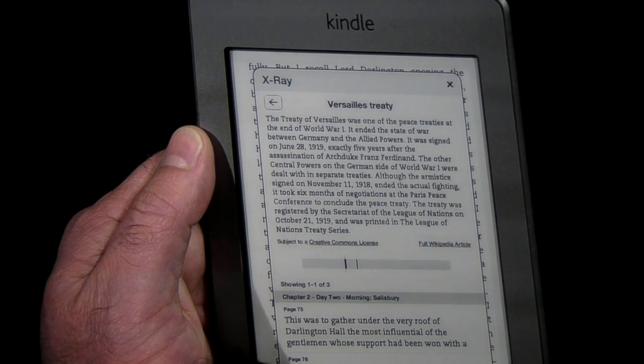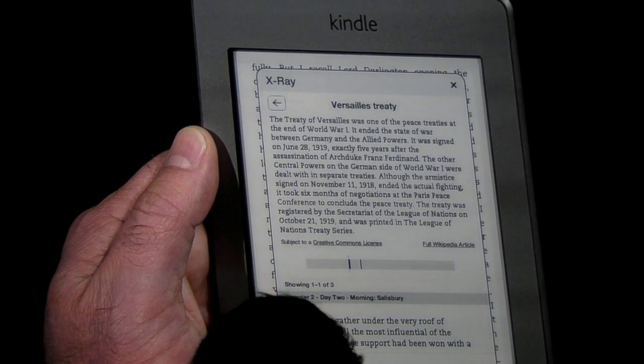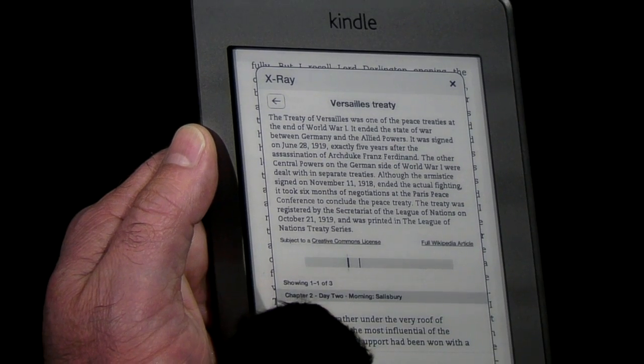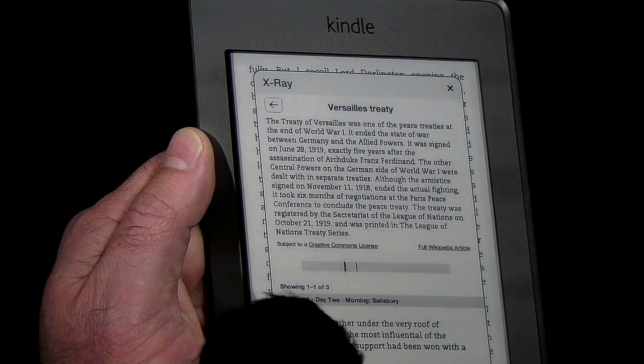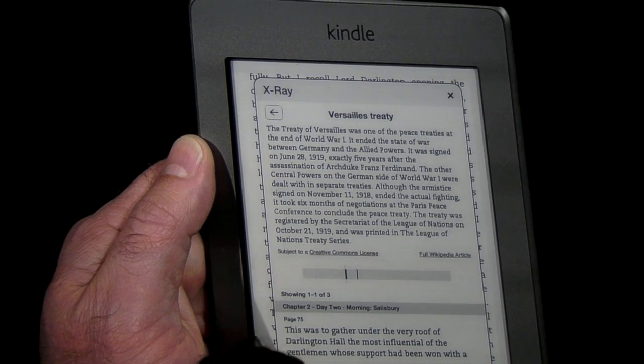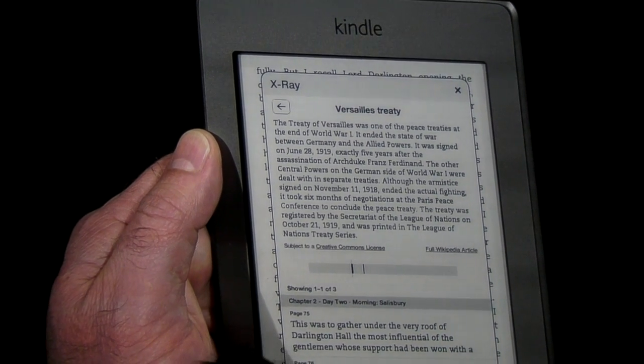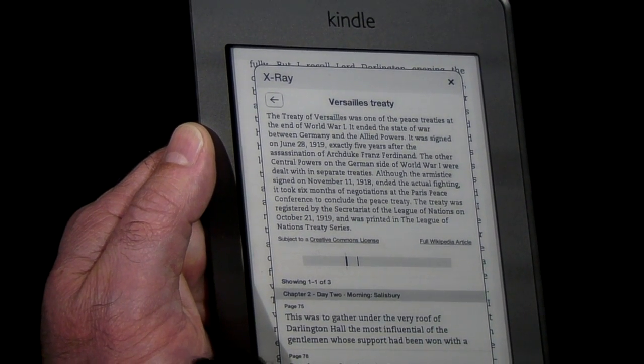You see that's pulled up from Wikipedia. The Treaty of Versailles was one of the peace treaties at the end of World War I. It ended the state of war between Germany and the Allied powers. It goes on to talk about Archduke Franz Ferdinand and so on.